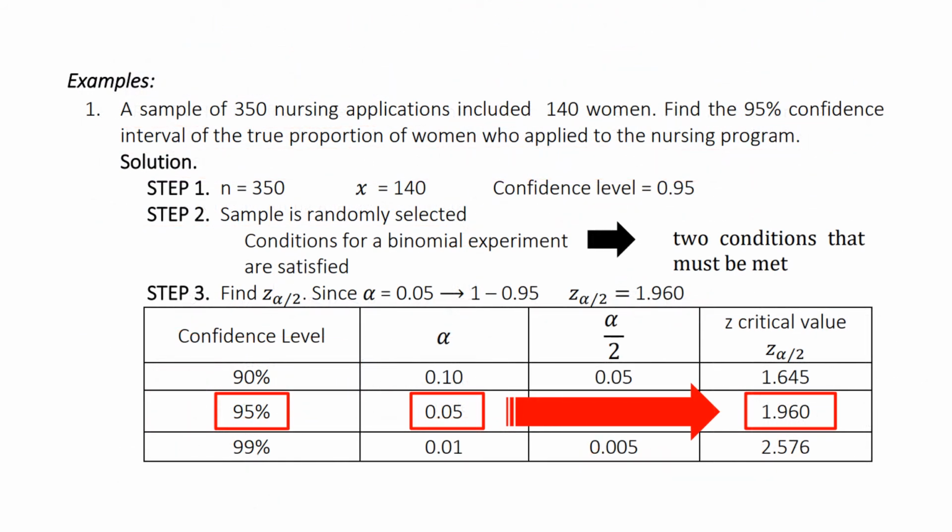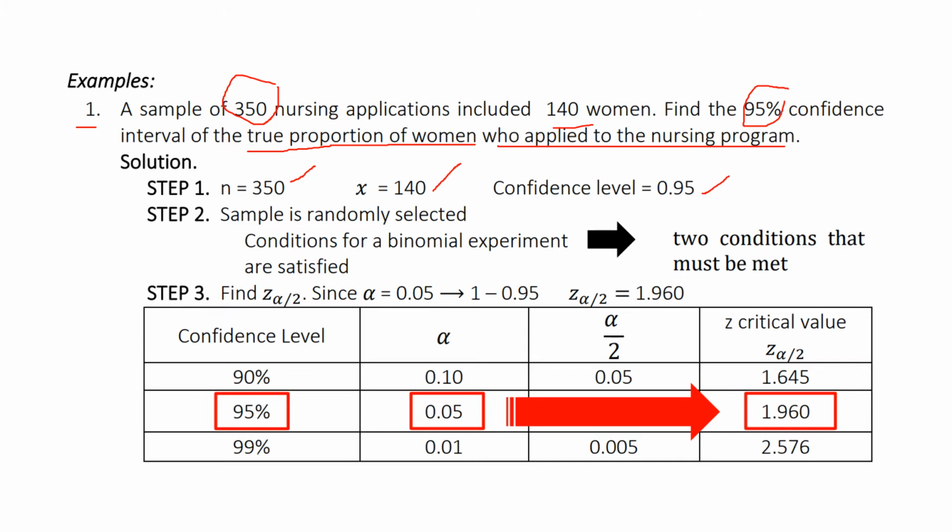So for example number 1: a sample of 350 nursing applications including 140 women. Find the 95% confidence interval of the true proportion of women who applied to the nursing program. For step number 1, you need to list down all the given values: n, or your sample size, is 350; x is equal to 140; and your confidence level is 0.95. We just simply convert this 95% to decimal, so that will be equal to 0.95.